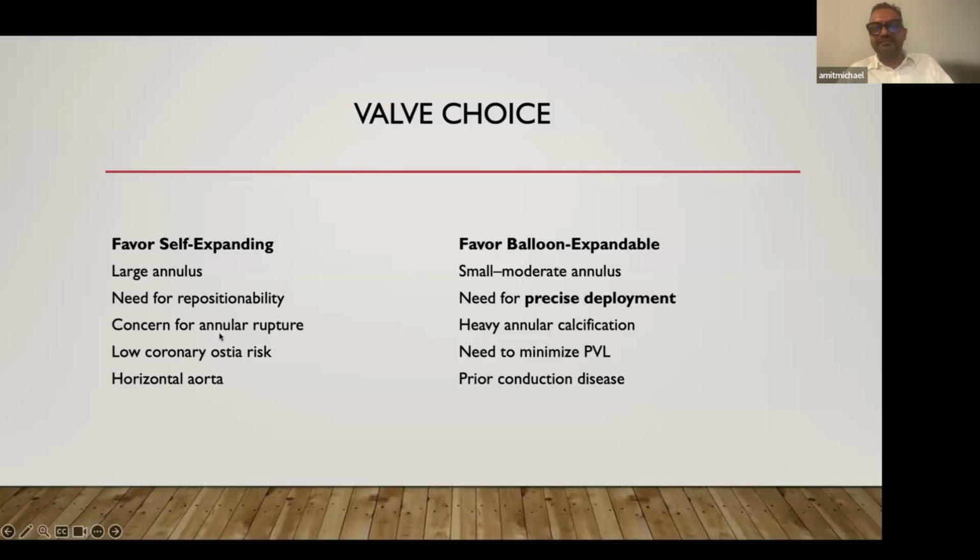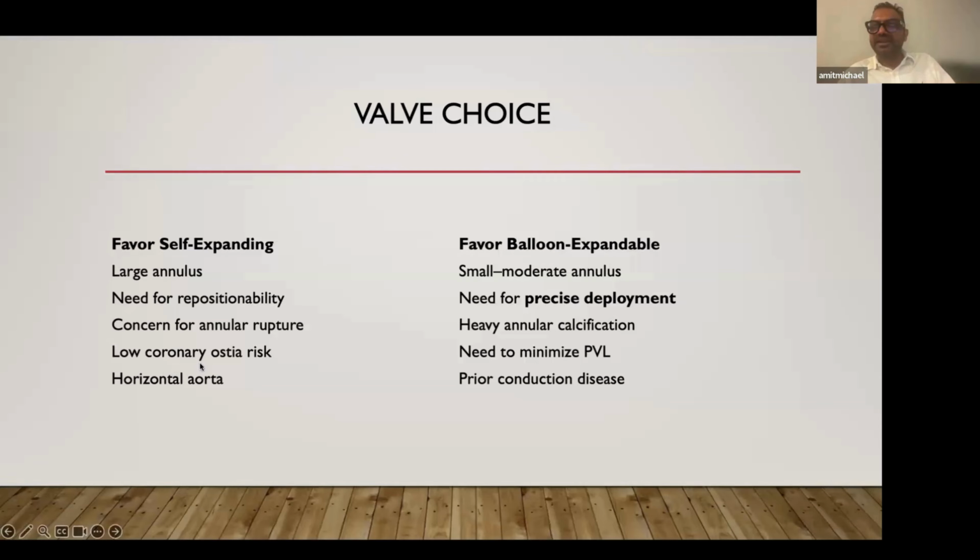If there's a concern for annular rupture, which is in cases like when there's a lot of calcium extending below the annulus into the LVOT, or there's sinotubular junction calcium, then you want to use a self-expanding valve, because the self-expanding valve expands by itself and then it stops. So it's not pushing against the calcium with force, compared to a balloon expandable valve where you inflate a balloon to deploy the valve. The balloon expandable valves have a very high radial force. So when you expand the balloon, you can push against a chunk of calcium and that can cause an annular rupture, and then the patient can have a cardiac arrest on the table.